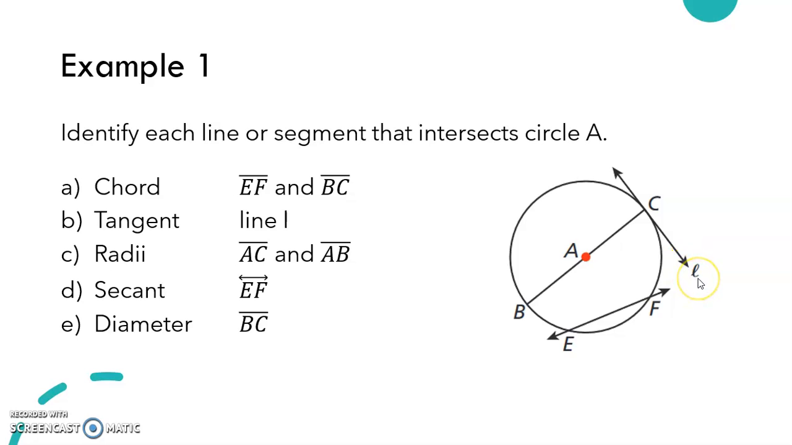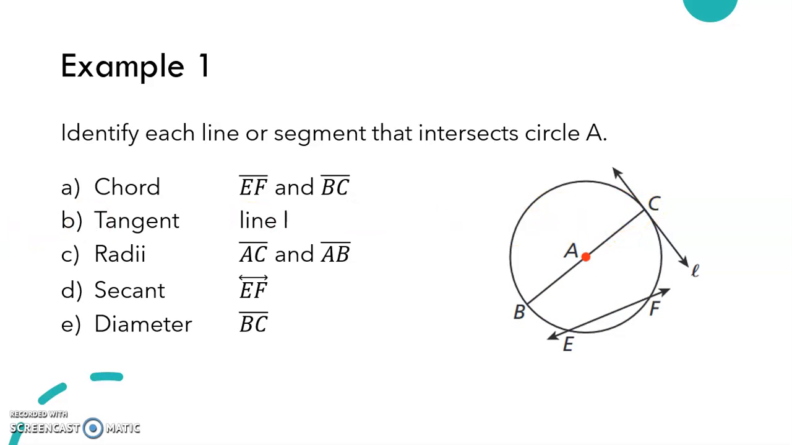Now, because this is a cursive L, I can't call this line CL because C is naming a point and L is referring to the entire line. Line L is the tangent because it touches the circle just at this point, and that is the only place that it touches. Next, we have the radii. There are 2 of them, AC and AB, because they go from the center of the circle to the edge. There is a secant line, line EF, right here. And then there is a diameter, and that's segment BC, because that goes all the way across the middle of the circle.